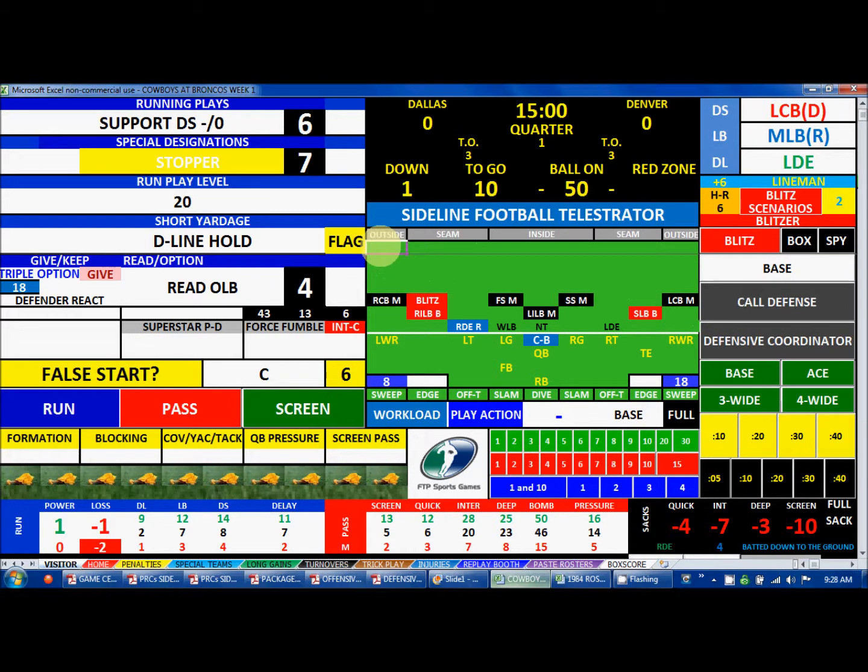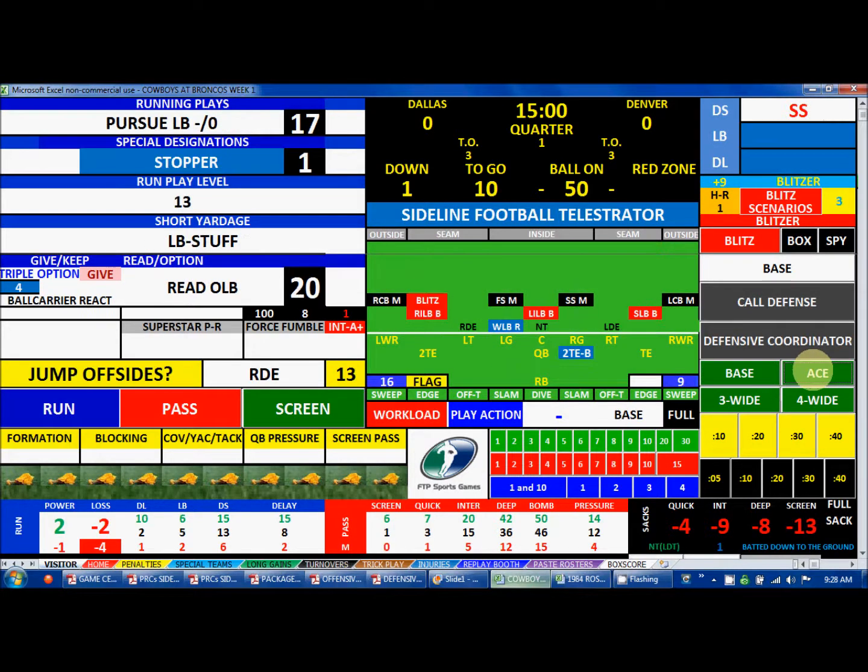So again, the Sideline Football Telestrator tells you who is on the field by offensive base package and what the defense is doing, whether you choose to call it or if the defensive coordinator is automatically doing that for you.